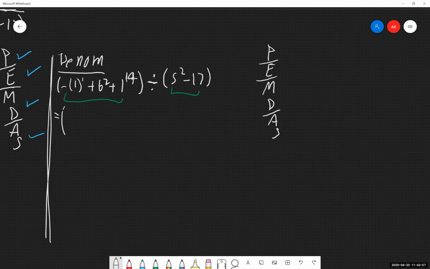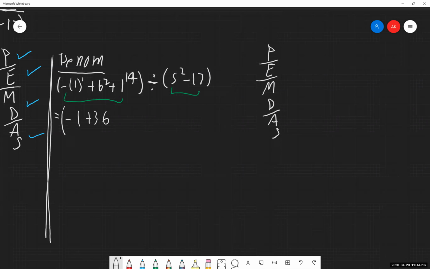So inside each set, working with the exponents, I have negative 1 to the first power. Well, 1 to the first power is just going to be 1. 6 to the second power, that's going to give me 36. And then 1 to the 14th power.